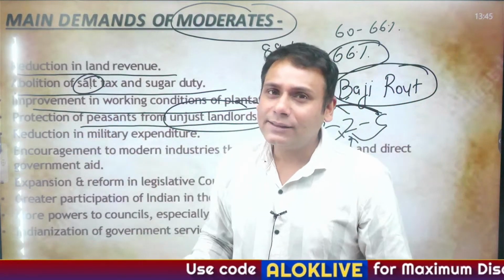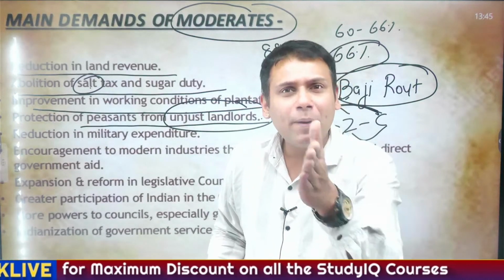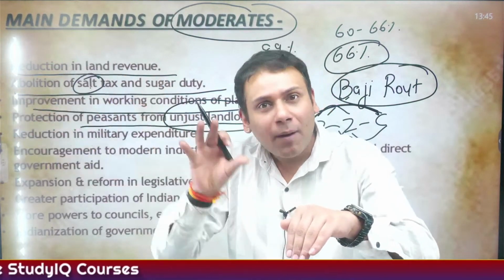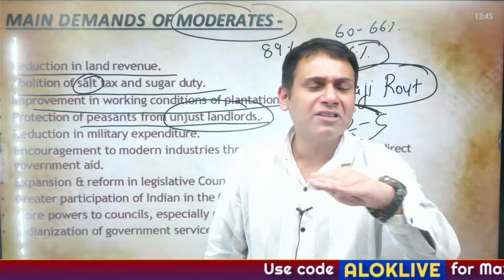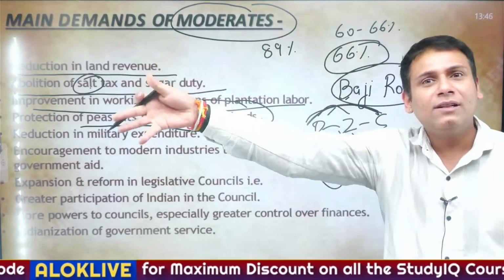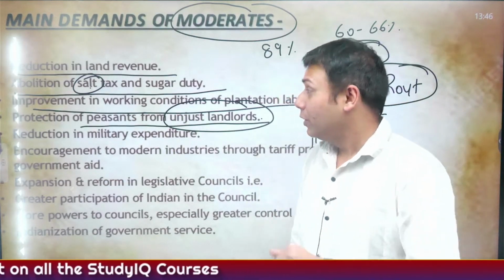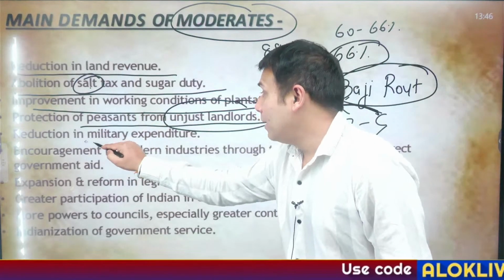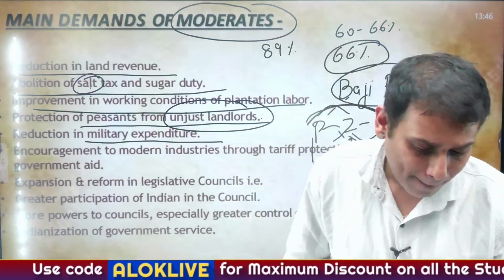So in that case, the peasant is dually exploited now. How? If he is unable to pay the revenue, the company will seize his land. In that case, he will take money on interest from the money lender, who will charge a very high and exorbitant interest rate. If he is unable to pay the interest and the principal amount to the money lender, he will seize his land. So here the peasants are dually exploited. So one of the demands was to protect the peasant from the unjust landlords. Reduction in military expenditure. Each and every point is important, guys.